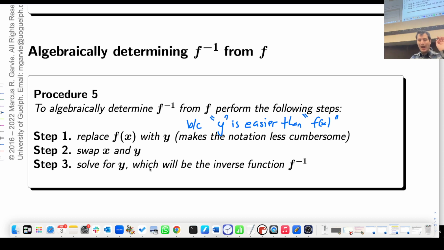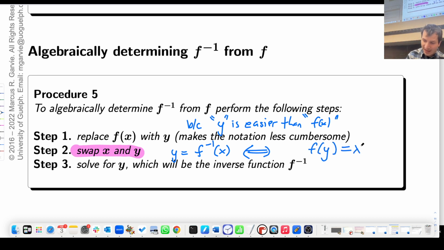Step 2, swap x and y. Now this step, when you see something like this, bothers me a lot. Because it's like, why? We just replaced x and y? Who said we could do that? The reason we're swapping x and y, remember, is that if we're writing f inverse, we want to get to y equals f inverse of x. This is what we want. And if y equals f inverse of x, because f and f inverse are opposites, that's the same as saying that f of y equals x.